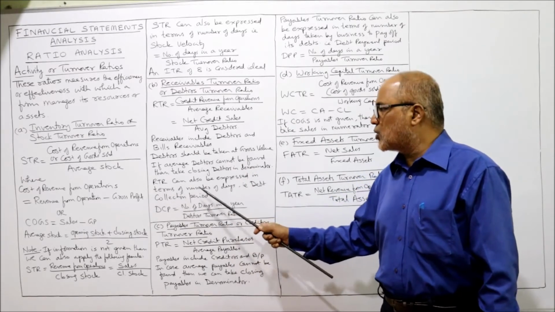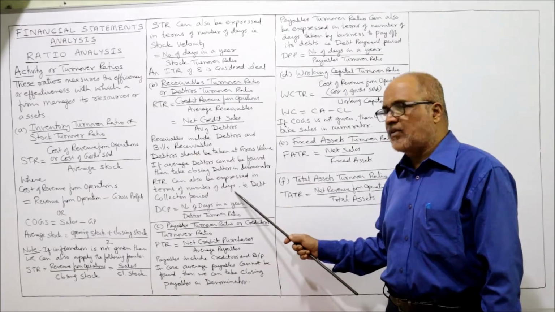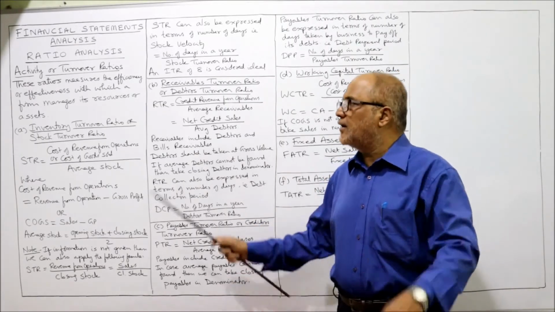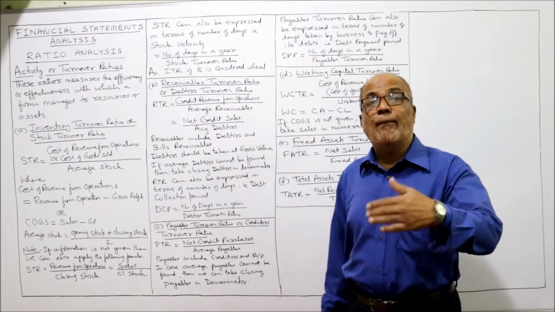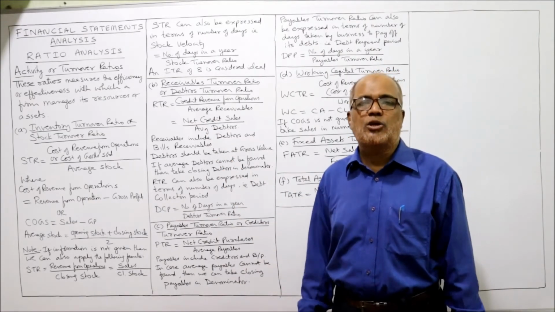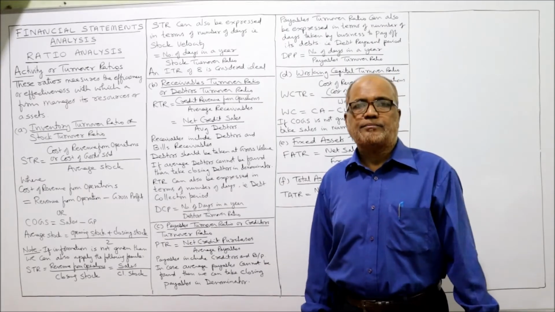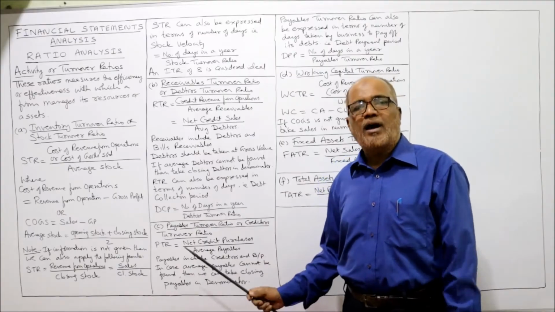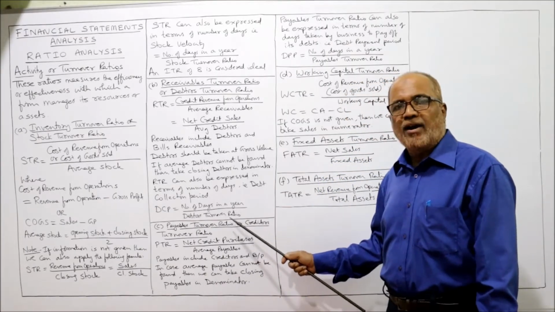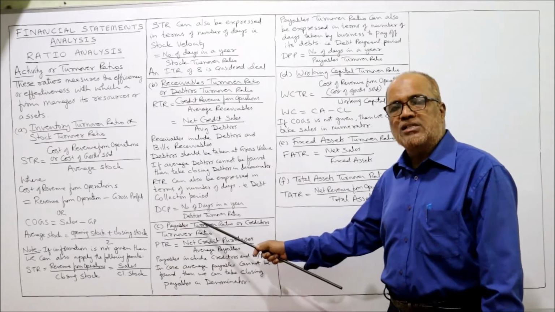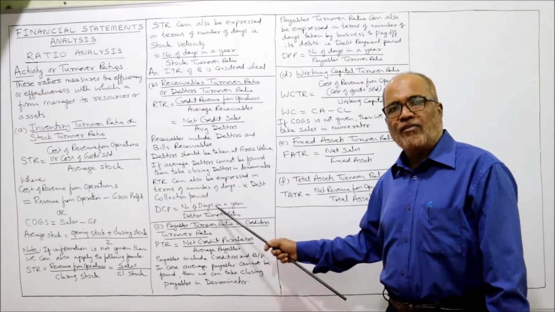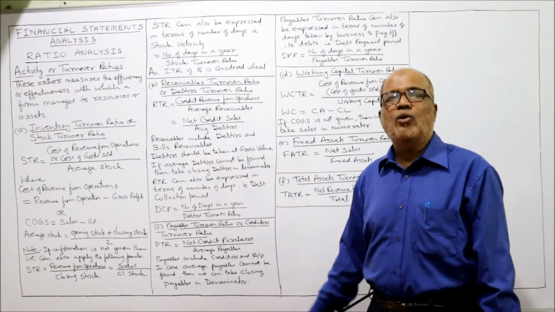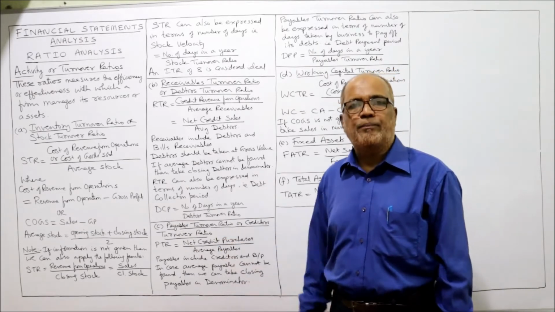So receivable turnover ratio can also be expressed in terms of number of days. That is debt collection period. When you calculate the receivables turnover ratio in number of days, it is called debt collection period or average collection period. The formula is number of days in a year divided by debtors turnover ratio or receivables turnover ratio. That will give you the debt collection period, DCP.